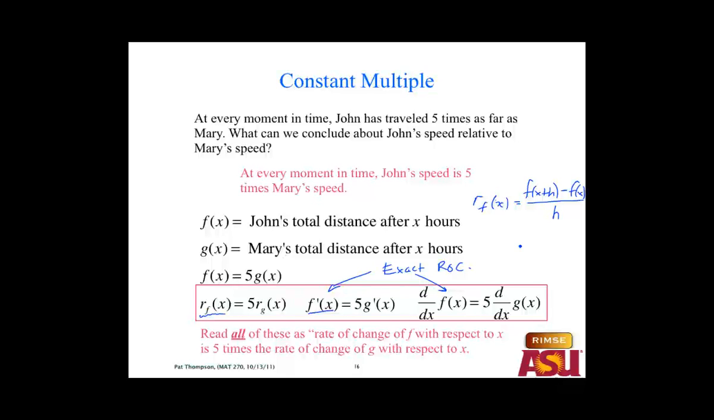Okay. So we were working on this one. So we said, okay, just from common sense, if the distance of John is 5 times the distance of Mary, then the speed of John is 5 times the speed of Mary, and we were in the middle of that.